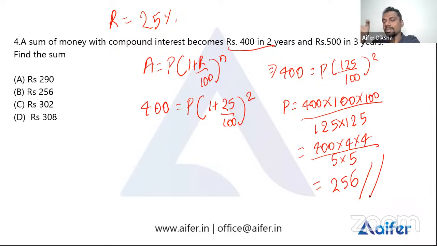400 becomes 500 in 1 year, that is 400 in 2 years and 500 in 3 years. So the time taken is 1 year, and we get the rate as 25 percent. We have the equation A equal to P into 1 plus R by 100 all raised to N. Substituting the values, we get the principal as 256.